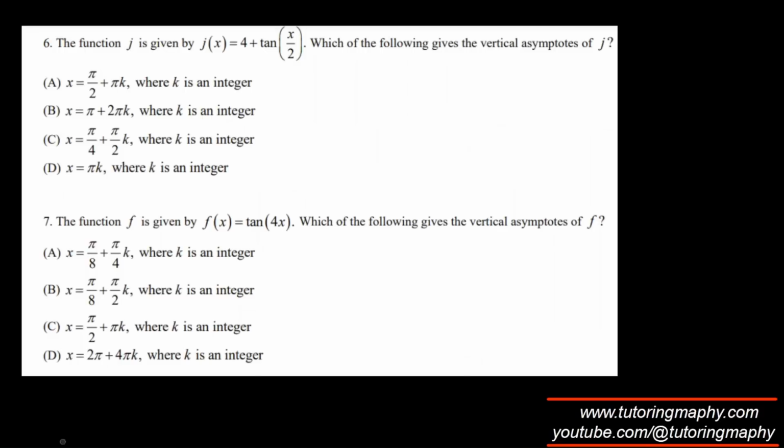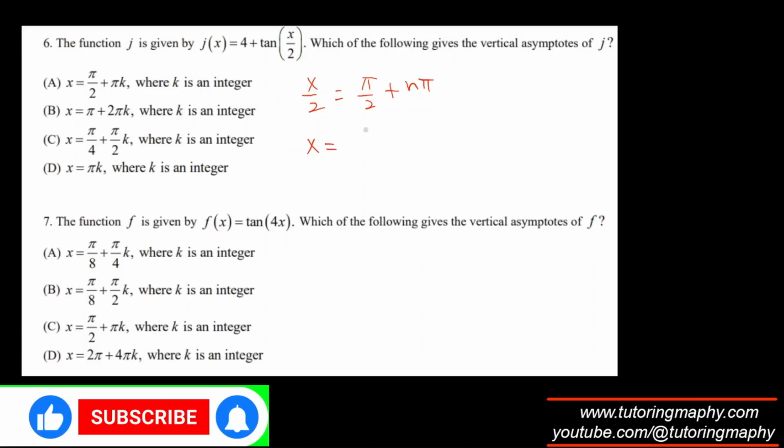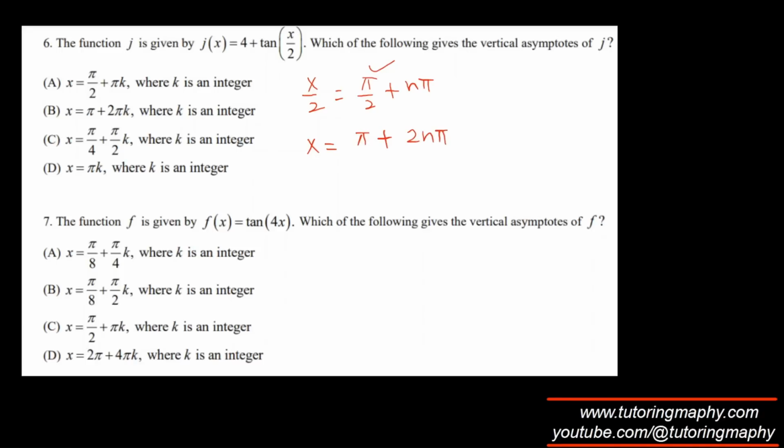So that's what we're going to do here. We're going to equate the inside thing of the tan, so x over 2, to pi over 2 plus n pi. Multiplying 2 on both sides, I have x is equal to, and remember this 2 will be multiplied to both the things, right? So 2 is multiplied with pi over 2 to give us pi, and the 2 is multiplied with n pi to give us 2n pi. So this is the final answer.